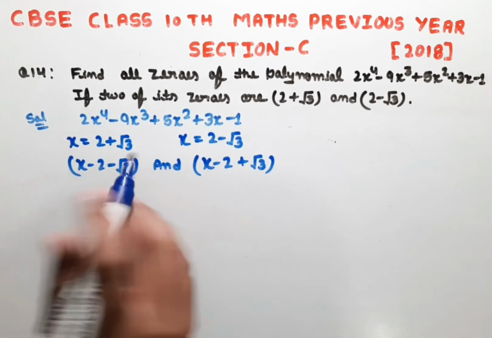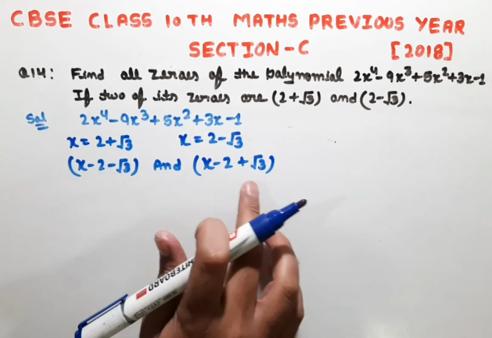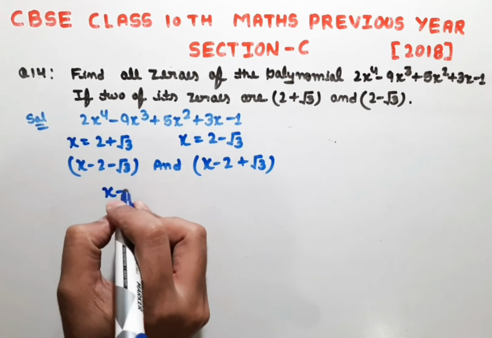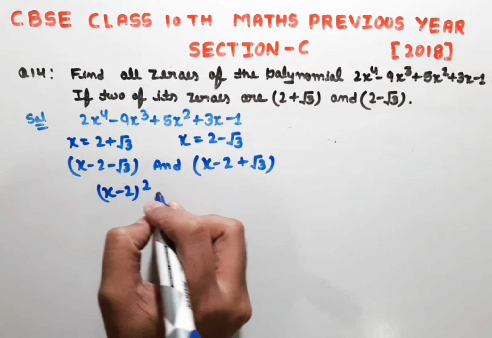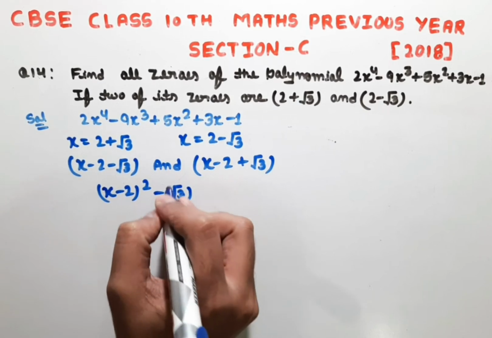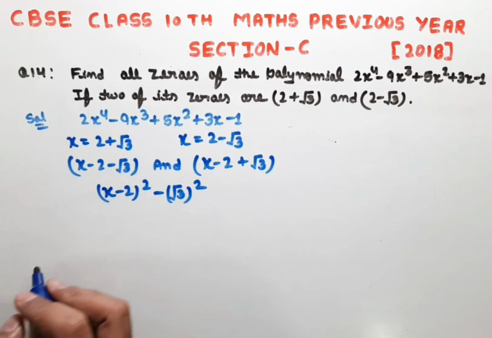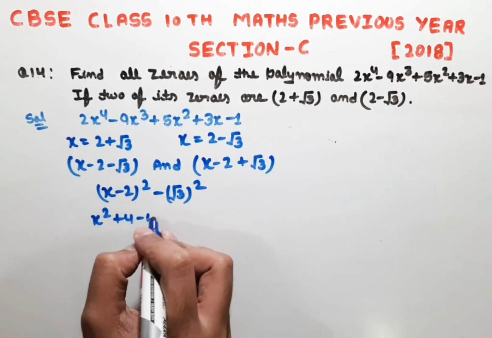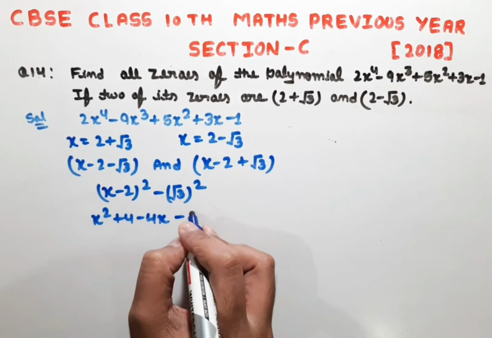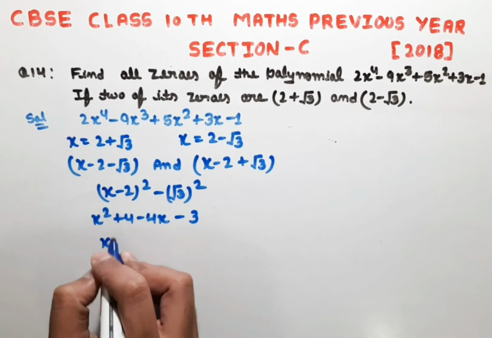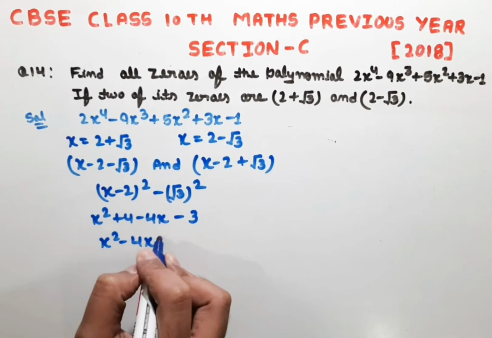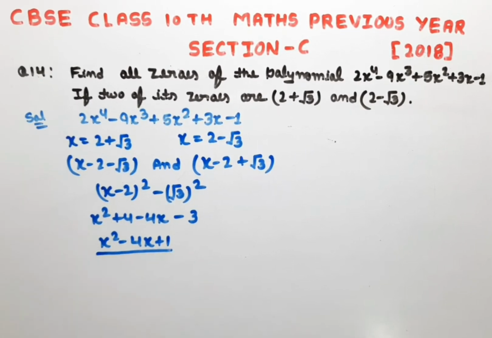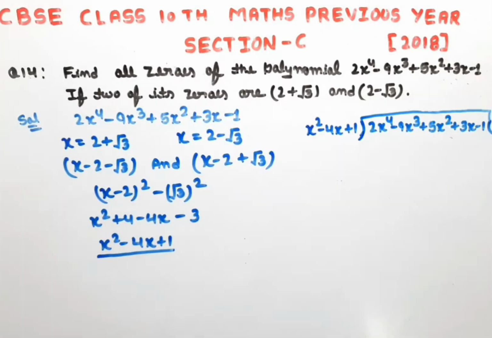let x minus 2 be a and root 3 be b. So a minus b and a plus b will be equal to x minus 2 whole square minus root 3 whole square. So x square plus 4 minus 4x minus 3. So x square minus 4x plus 1 will be a factor of this polynomial.